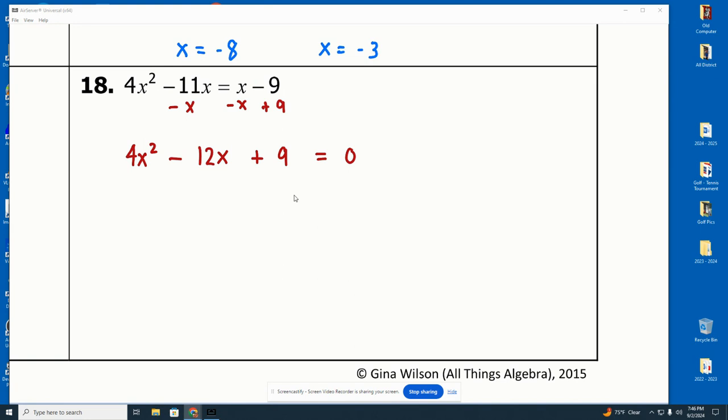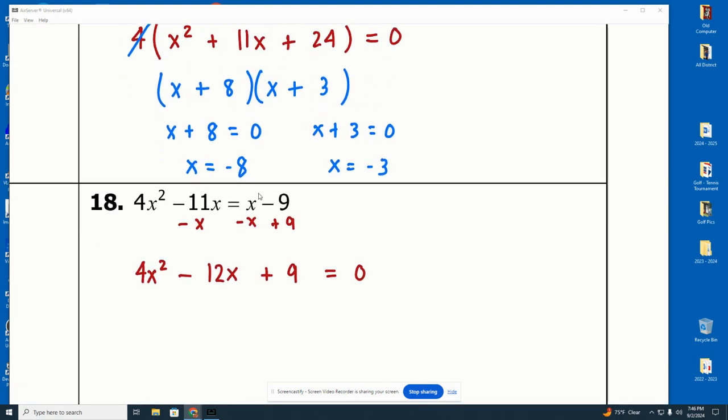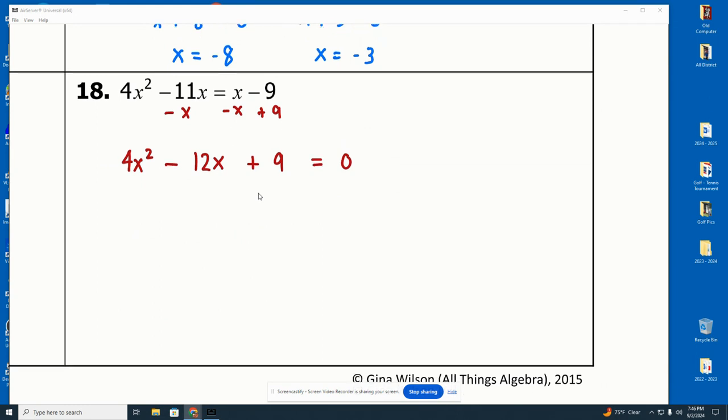Now, don't think just because we pulled a 4 out of the last one, we've got to pull some out of this one. Look at it. It's 1, 2, 3 terms, a trinomial, and it has no GCF. Look, 4 won't come out of 9. It'll come out of 12, yeah, but it won't come out of 9. It's got to go into all 3 terms to be a greatest common factor. So we can't pull out a GCF. So we have to factor this one. Well, again, it's a trinomial, so we're going to factor it into two binomials. But since my a value is not 1, it's a 4, we're going to do the over-under method. Here we go.